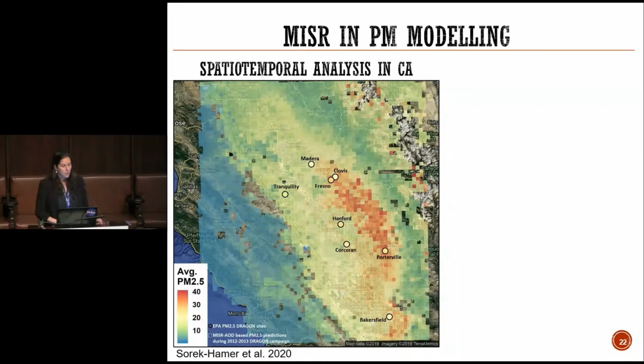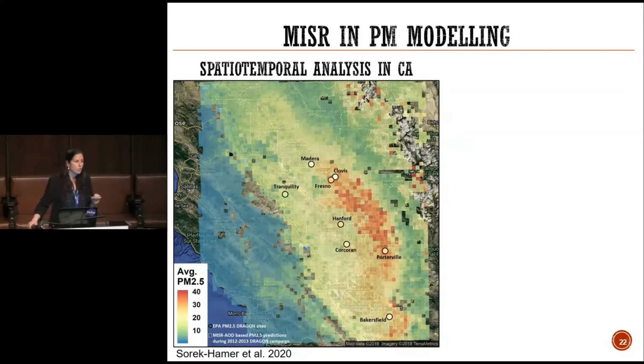The next study I'm going to present was done in California and also used MISR data. This is data that was gathered through the DRAGON campaign, which is a campaign in a very small spatial region that has satellite data, PM2.5 data, and AOD measured from ground stations called AERONET. The circles here represent the co-location of the AERONET and the PM2.5 stations.